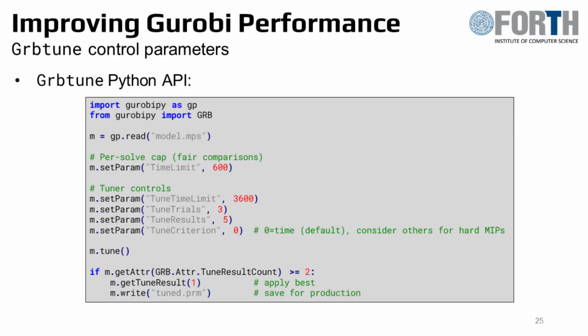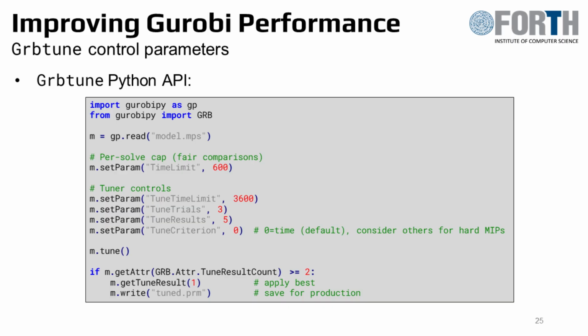We begin by importing gurobipy and loading the model in the standard way. In this example, the model is read from an MPS file. At this point, nothing special has happened. We simply have a model object. The first important step is to define a per solve time limit. We set the time limit parameter to 600 seconds. This ensures that every candidate configuration tested during tuning is evaluated under the same computational budget. Without this cap, comparisons between configurations would not be fair, especially when optimality is not reached.